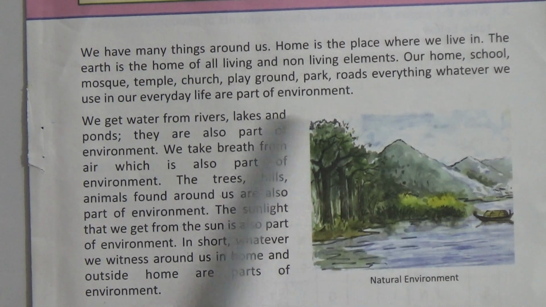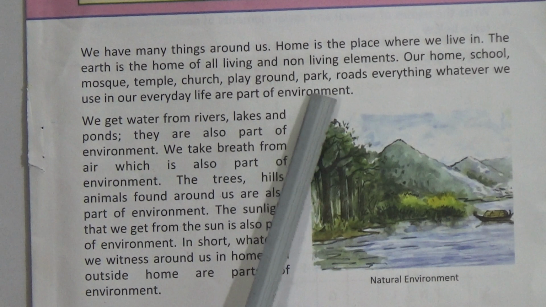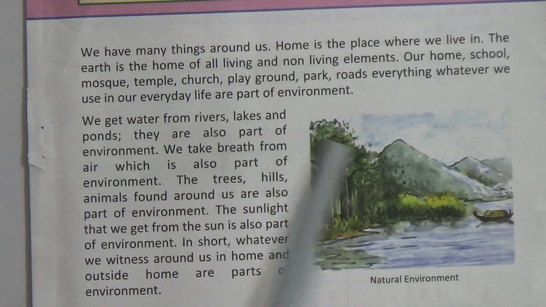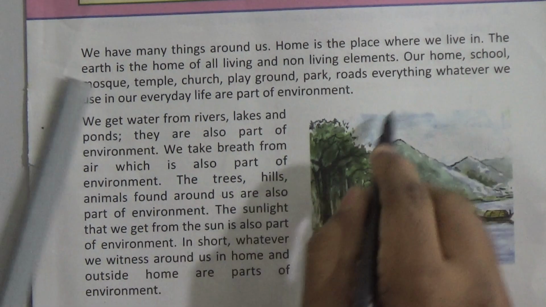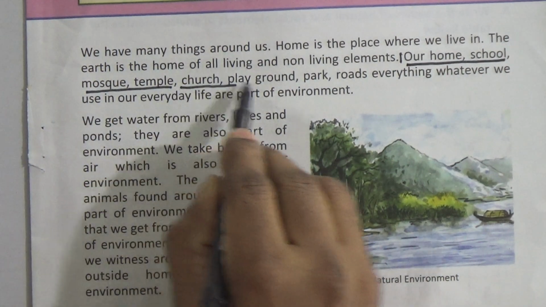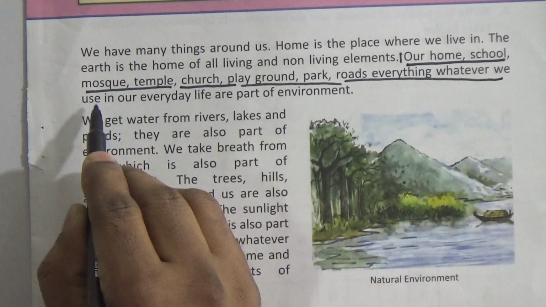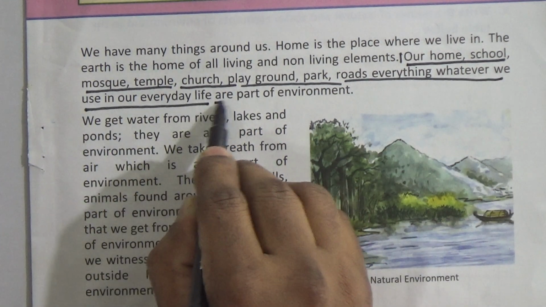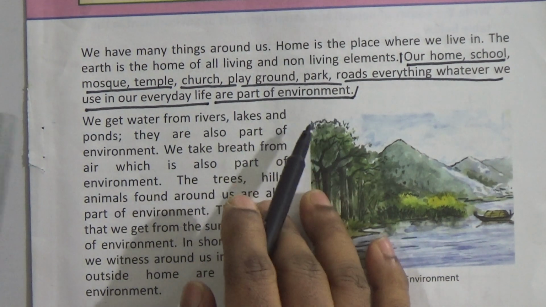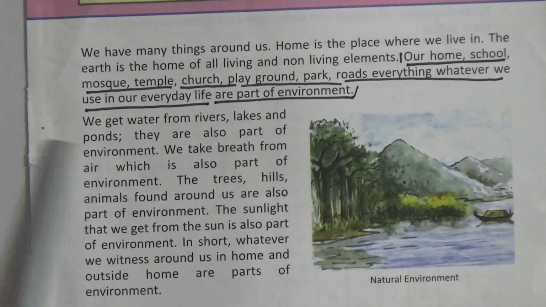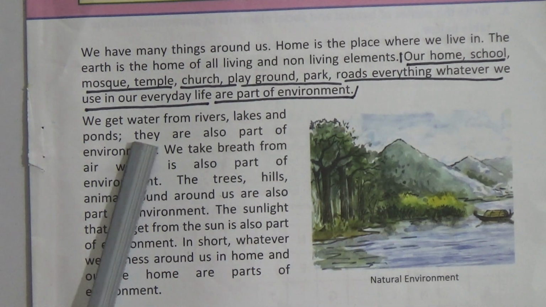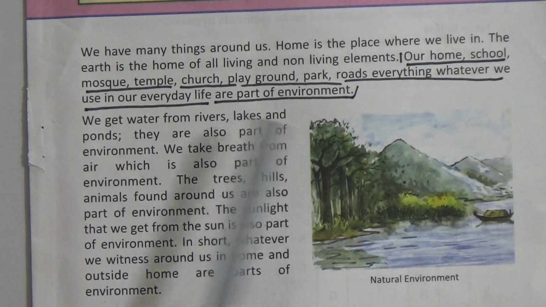Our home, school, mosque, temple, church, playground, park, roads, everything, whatever we use in our everyday life are part of environment. So we can say indirectly like this, underline it in your copy: our home, school, mosque, temple, church, playground, park, roads, everything, whatever we use in our everyday life are called environment. If the question comes in your exam, what is environment? You have to write this portion.